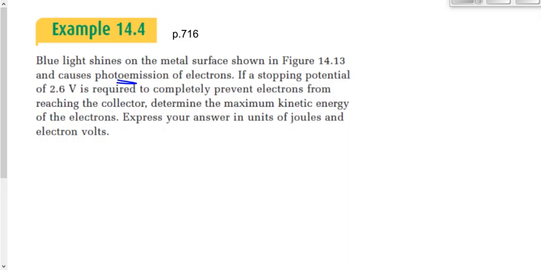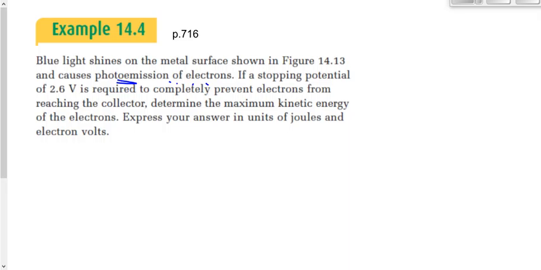It is above the threshold frequency, right? The minimum necessary frequency must be somewhere below blue. Blue is above the threshold frequency because it's causing electrons to be ejected. So a stopping potential or a stopping voltage of 2.6 volts is required to stop electrons, then determine the maximum kinetic energy of the electrons.